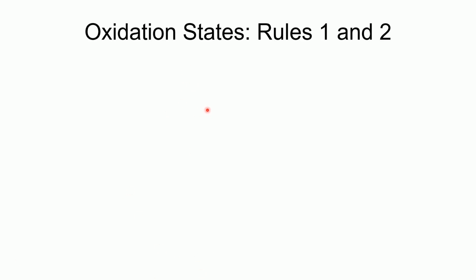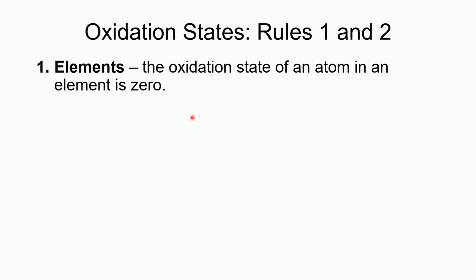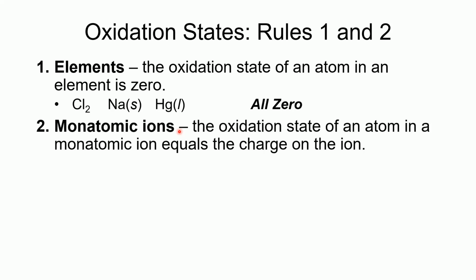So for our first rule, if we have an element, an element that doesn't have a charge on it, it's all by itself, then its oxidation state is going to be 0. For example, chlorine, sodium, mercury. In that problem we just looked at, we had zinc and H2. Those were both elements, so they both had oxidation states of 0.